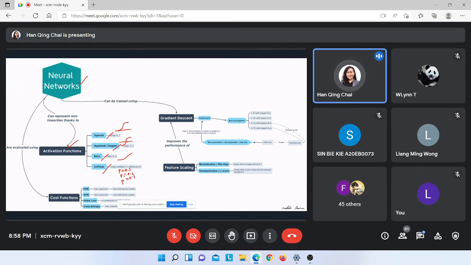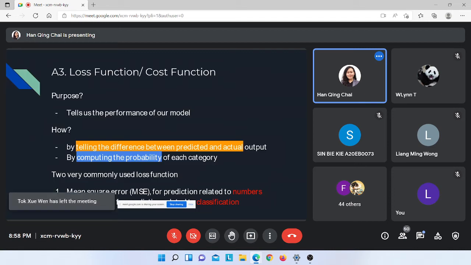Okay, then moving on next, we're going to actually look at this thing. It's called the loss function or cost function. This one, we already done it. Now the cost function. Okay, so we are going to basically just focus on a few, which is mainly MSE and cross entropy. Okay, so this is also part of the forward propagation.